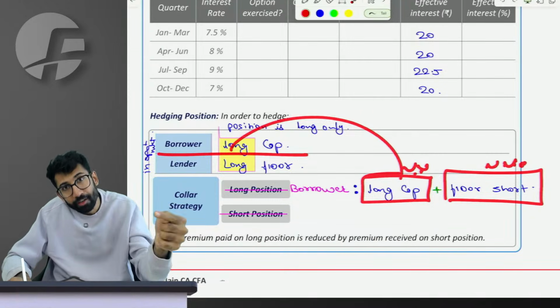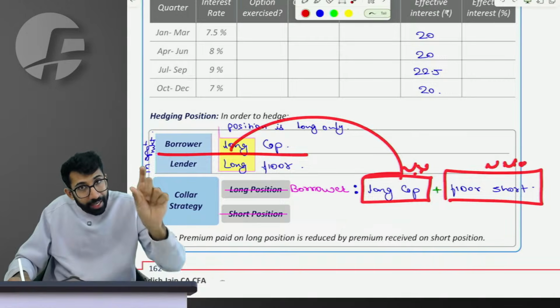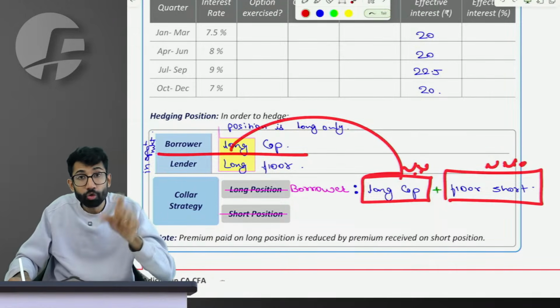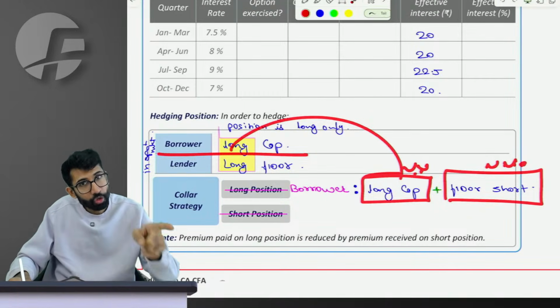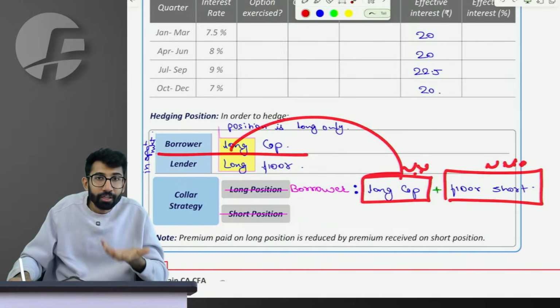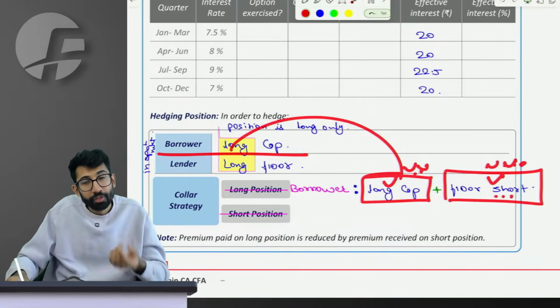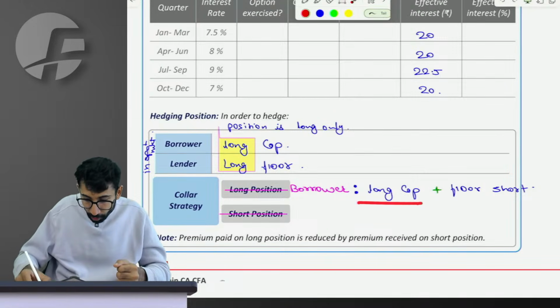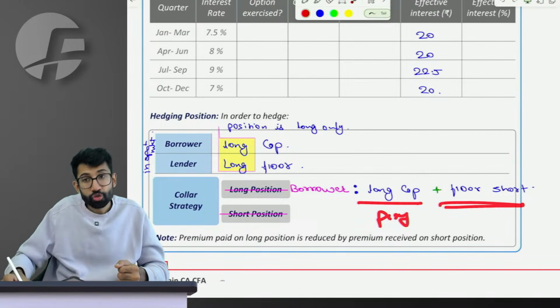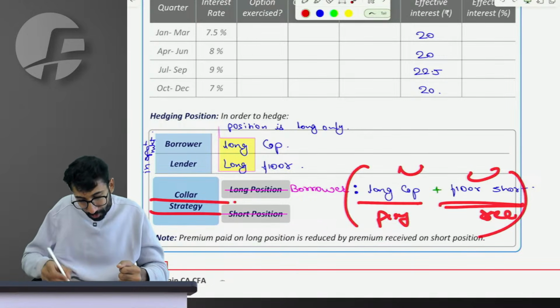You also sell a floor. You give the other party an option. What is the option? The floor option. He can lend to me is the option given to him. When he lends to me, I will automatically end up borrowing, which is why long cap plus short floor will save my premium. When you long a cap, you pay premium. When you short a floor, you receive premium, and that is why this strategy is called the collar strategy.